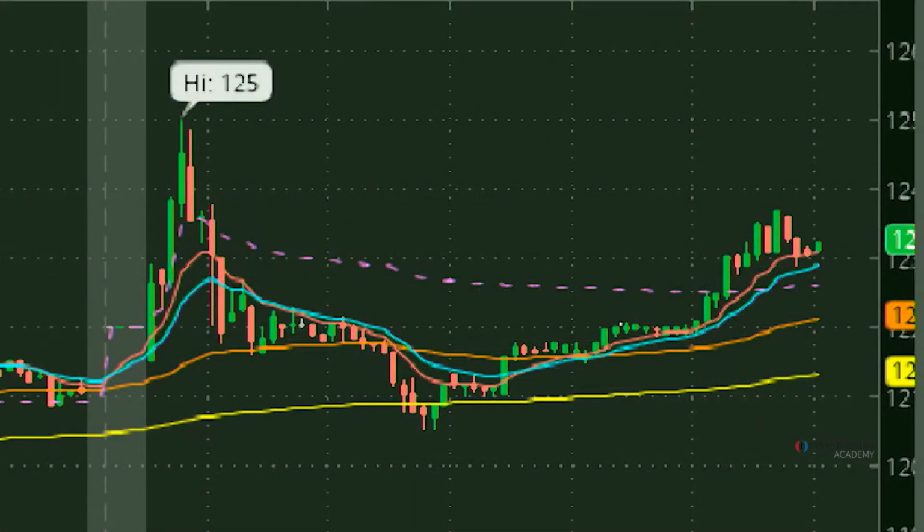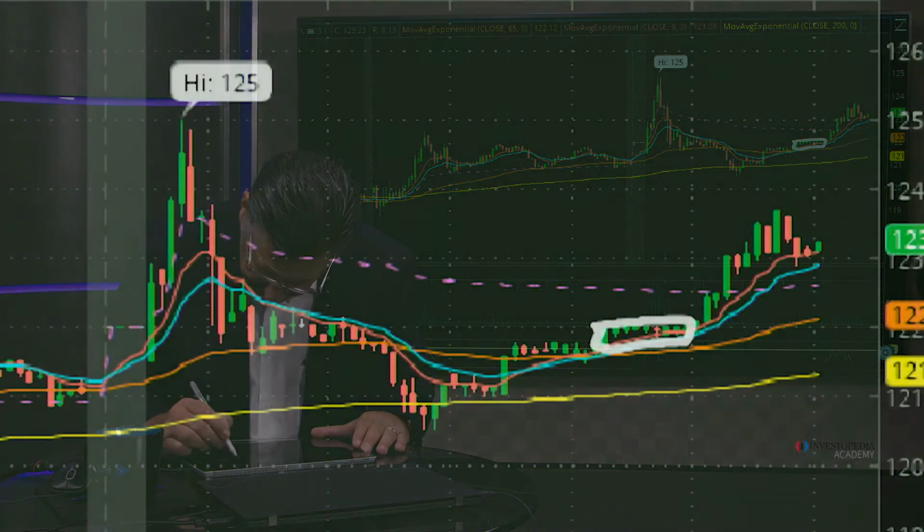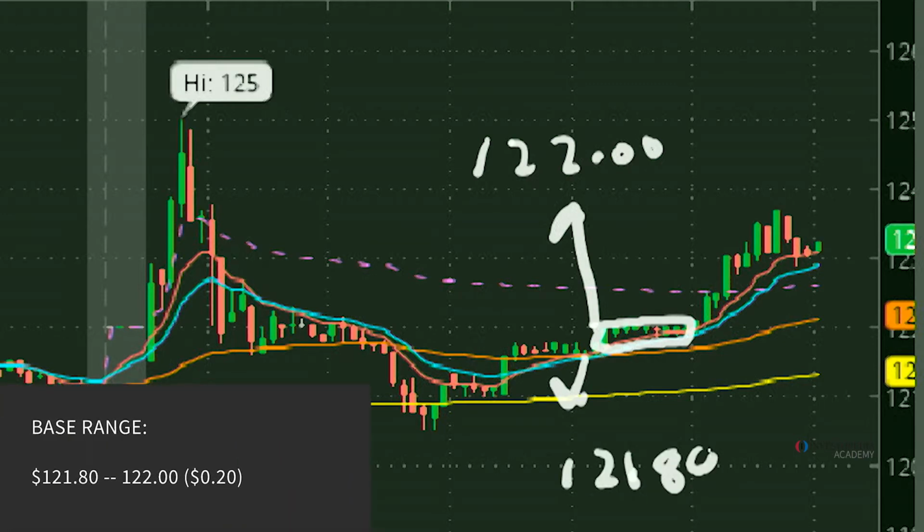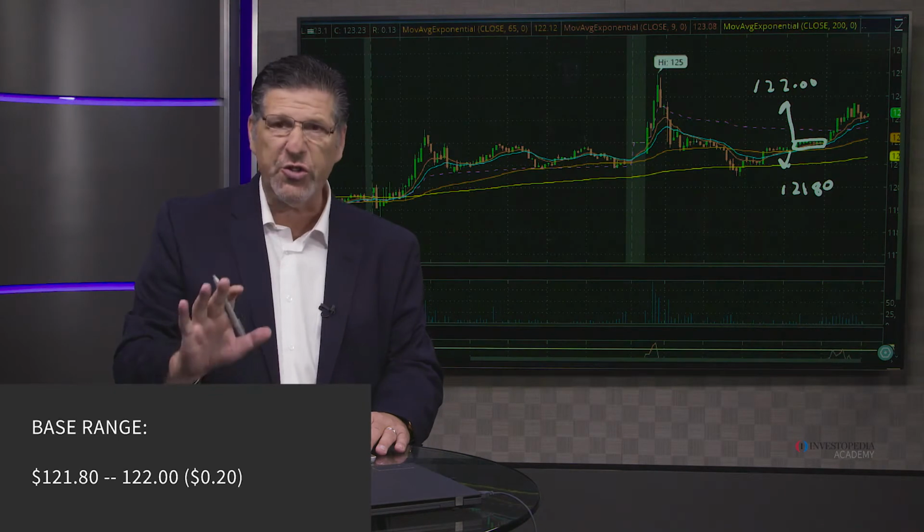So if we come over to the chart here, I am going to circle the point where this stock is in an absolutely beautiful base. All this time, as we can see in the chart, that is the actual definition of a base. The stock is going sideways for more than 30 minutes in a tight range. And what do I mean by a tight range? Well, the top of this range, let's call it $122, and the bottom of this range here is $121.80. That is perfect. This stock is trading in a nice tight range.